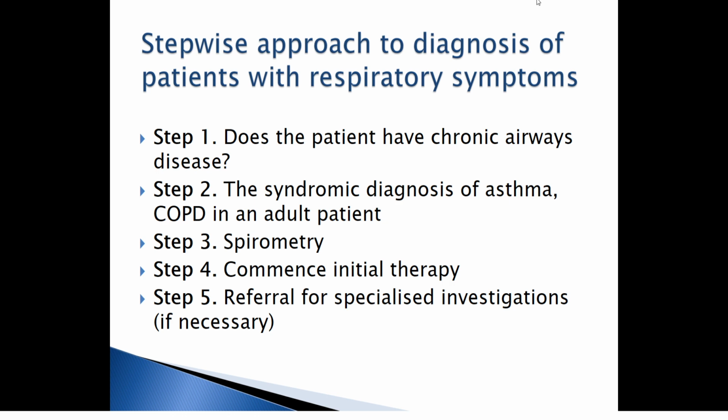And now it is our lecture plan. Stepwise approach to diagnosis of patient with respiratory symptoms. We'll go in our lecture step by step. Step 1 will include the answer to the question, does the patient have chronic airway disease? Step 2, the syndromic diagnosis of asthma and COPD in an adult patient. Step 3, spirometry. Step 4, commencing initial therapy. And step 5, referral for specialized investigations if necessary.